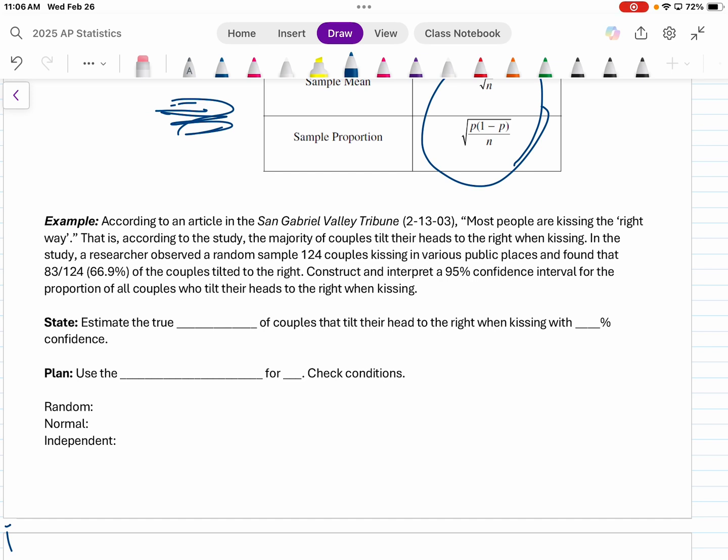We are in the statement stage. We're going to estimate the true proportion of couples that tilt their head to the right when kissing with 95% confidence.